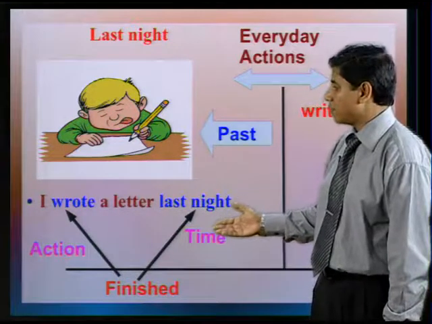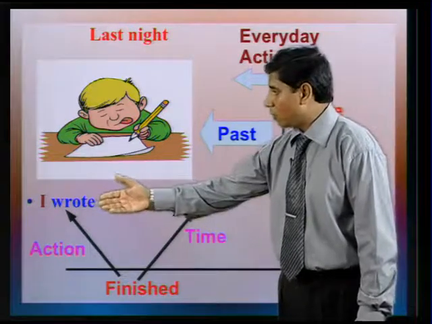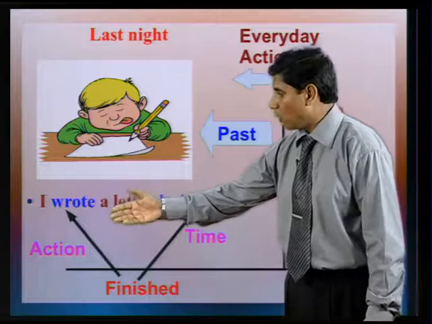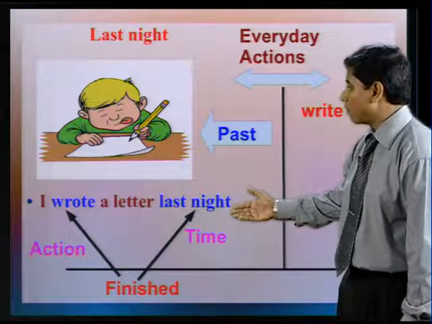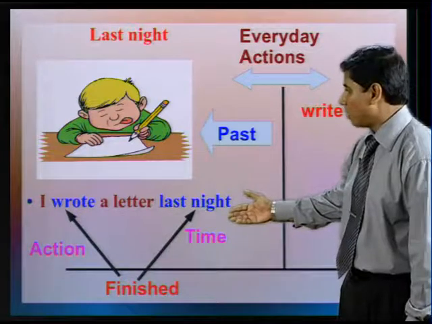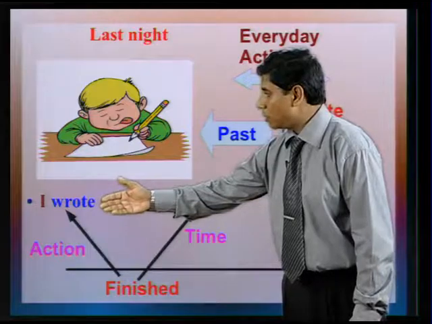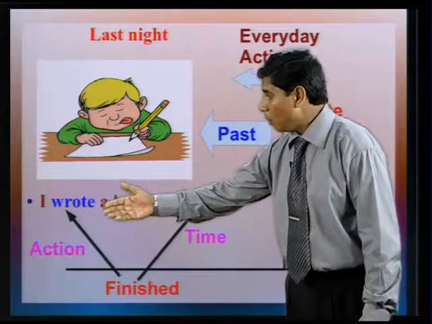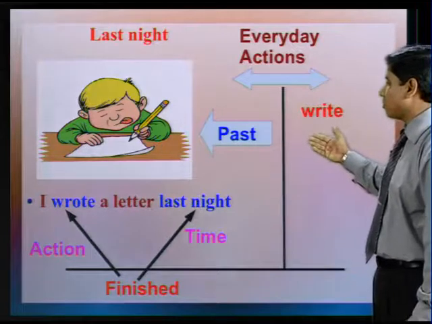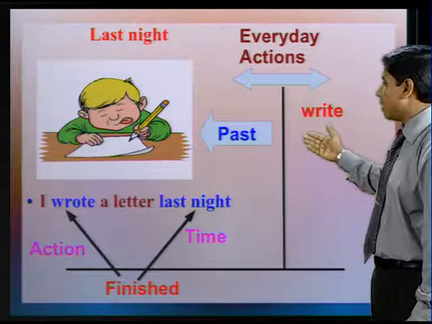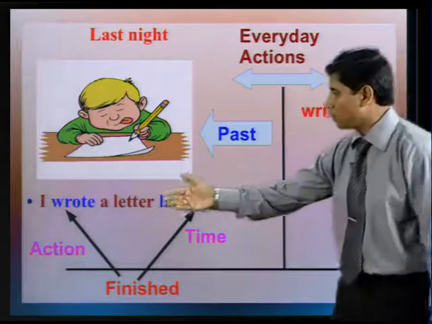In this sentence, what is the finished action? Wrote. Wrote is the finished action. And what is the finished time? Last night. I think you know about finished time. No problem at all. Here, look at this carefully. The finished action is wrote. Wrote is the past form of write. Write, the past form of this verb write is wrote.